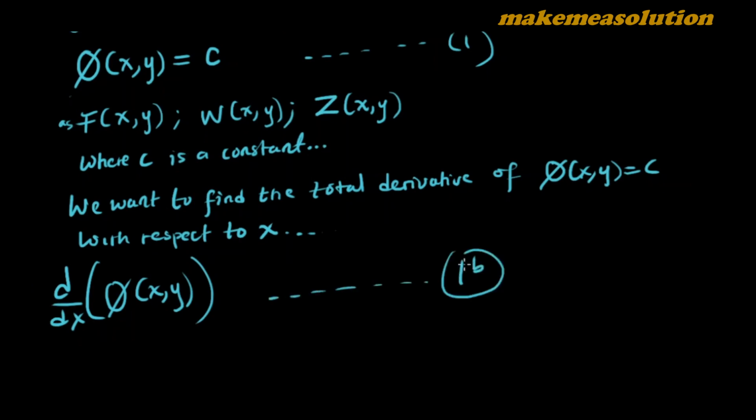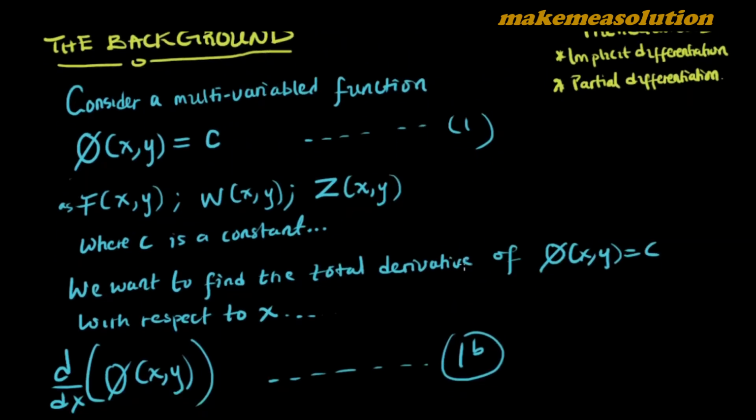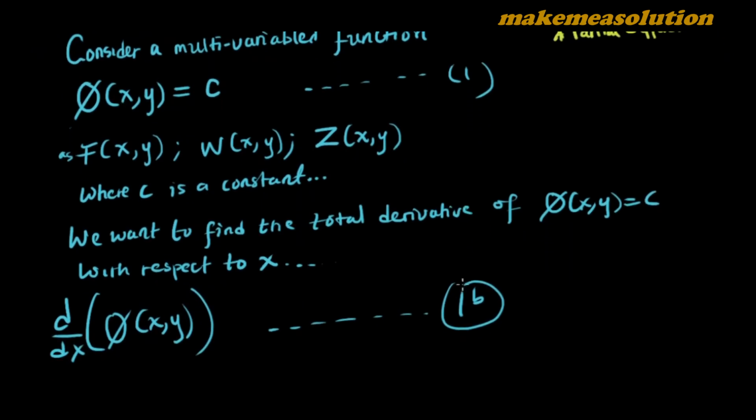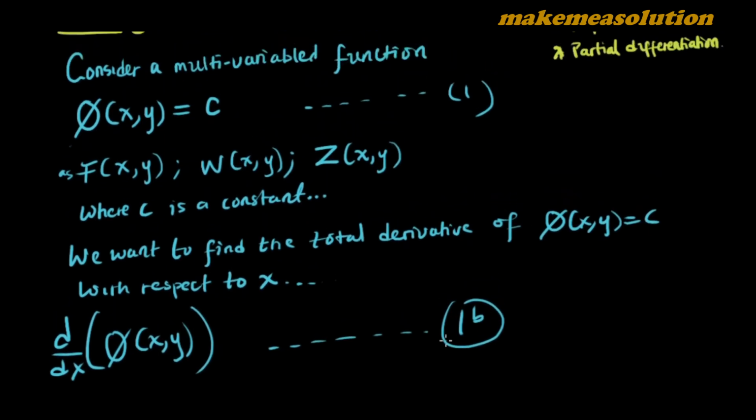So we are going to build from some basic theories that I'll be laying down until we get back to this point, equation 1b. So I just want you to sit back and follow me. So far, what have we said? We have assumed a multivariable function phi of x comma y equal to c, and c is a constant. So our objective is to find the total derivative of this particular function with respect to x.